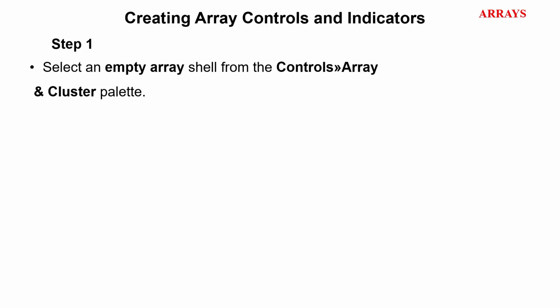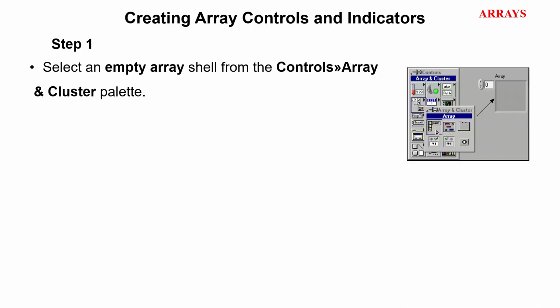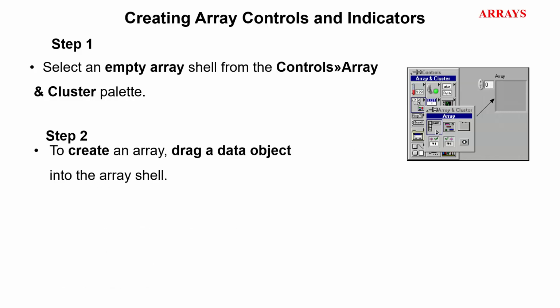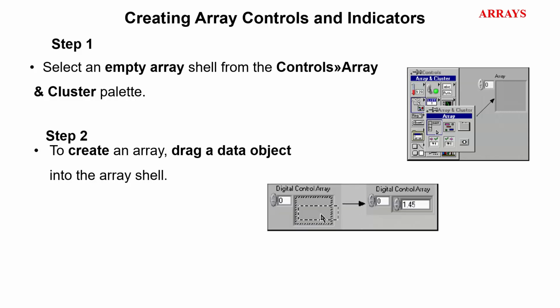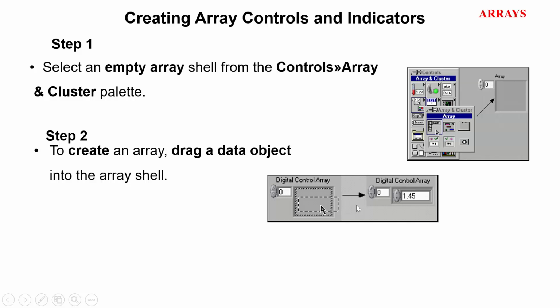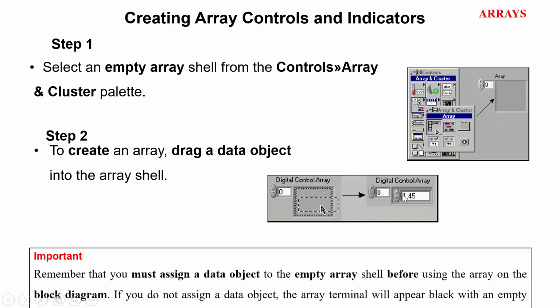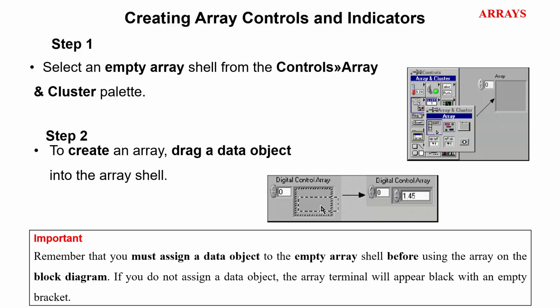Creating array controls and indicators. Select an empty array shell from the Array, Matrix and Cluster palette shown here. To create an array, drag a data object into the array shell as shown here. Remember that you must assign a data object to the empty array shell before using the array on the block diagram. If you do not assign a data object, the array terminal will appear black with an empty bracket.